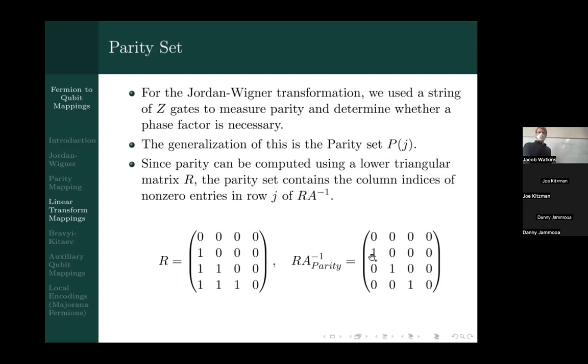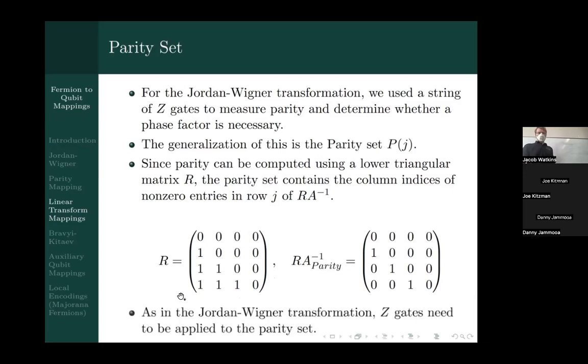So for the parity transformation, as you can see, for fermion I, the parity set has qubit I minus 1, because that stores the parity. In Jordan-Wigner, you have to add up the parity yourself with the Z strings. And because A and A inverse are the identity, this is the correct matrix to use for Jordan-Wigner. And like the Z strings in Jordan-Wigner, you apply Z gates to the parity set.